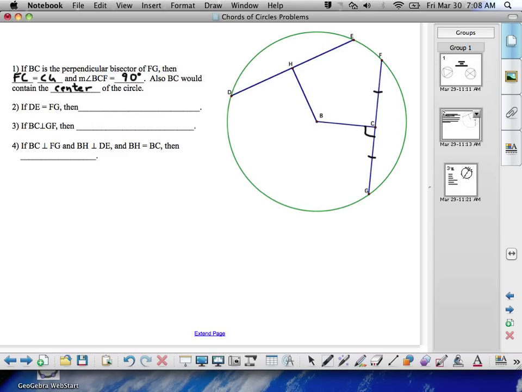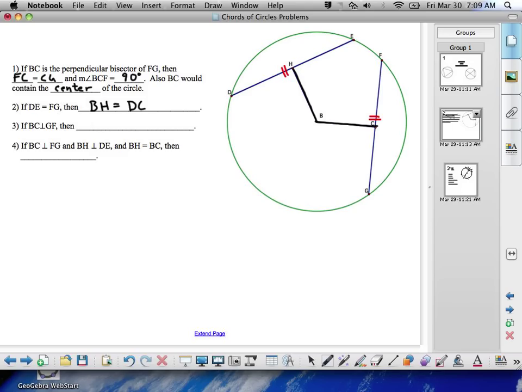If DE is equal to FG, well, those are two chords. Then what do we know? Well, if chords are congruent, then we know that their distance from the center of the circle is congruent. So then BH would be equal to BC. The distance from the center to the chords would be congruent if the chords are congruent.